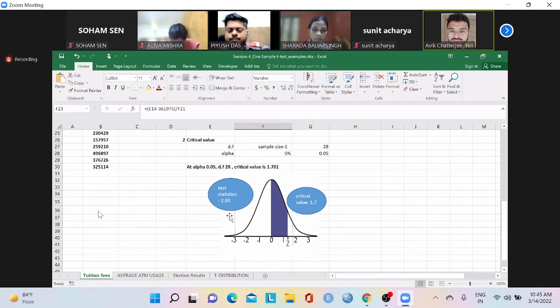Sir, in the graph, what is the blue marked area? Why is it marked, sir? No, that is not required. I have just taken it. That is not needed at all.